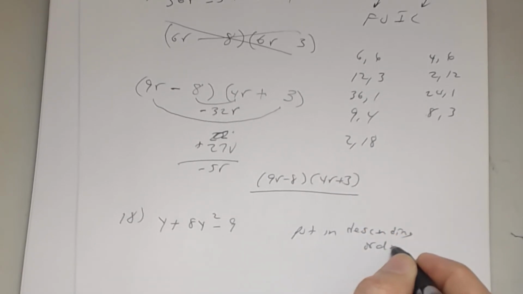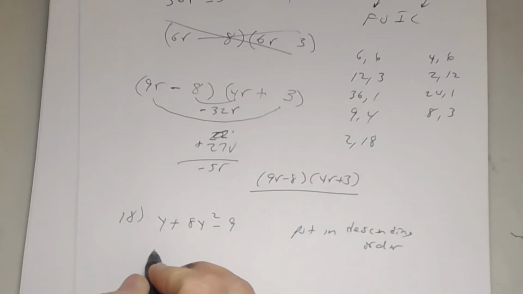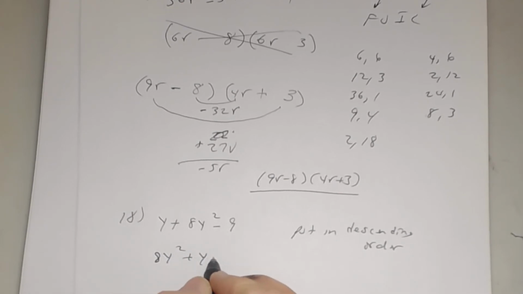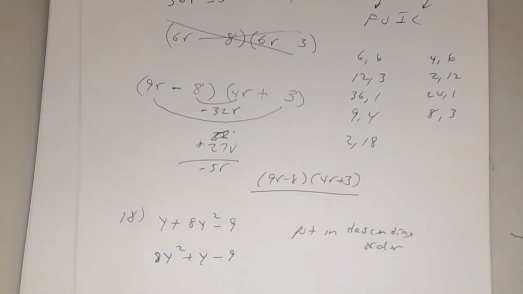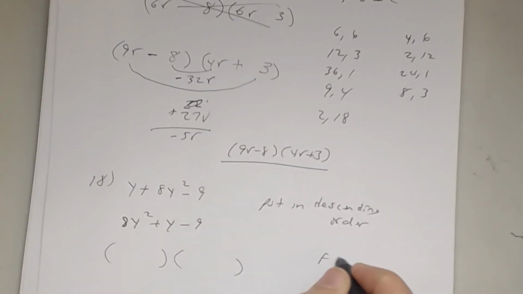So descending. What are you going to write first? 8y squared plus y minus 9. So that's where we're at. Okay. What's the GCF? 1. Okay, so then we go directly to the two binomials. FOIL. Let's do the F first.